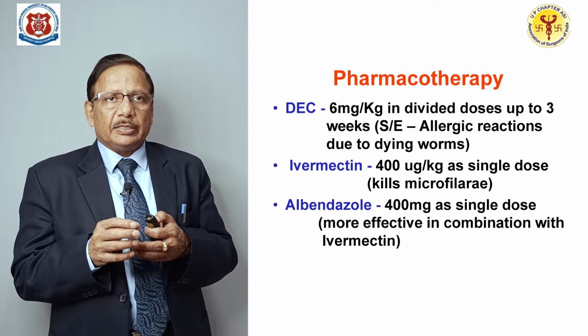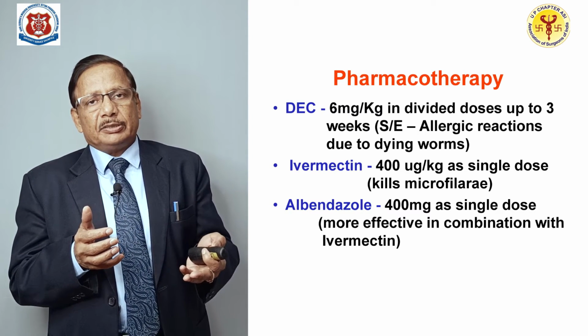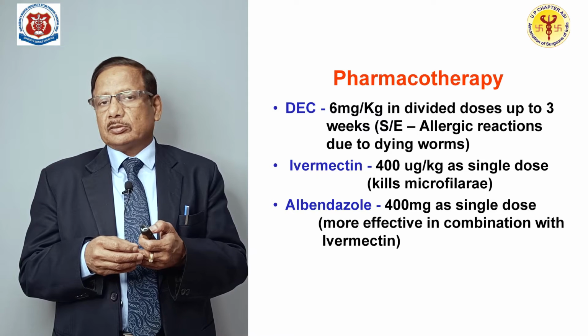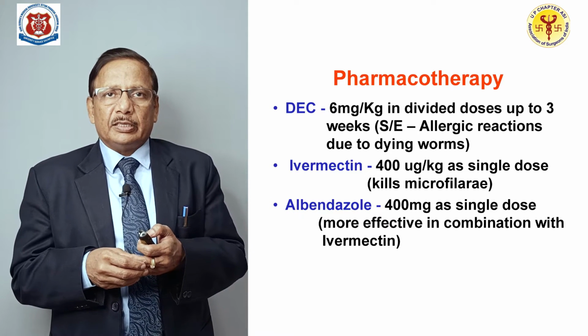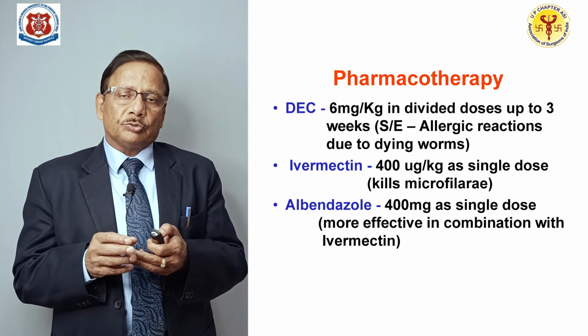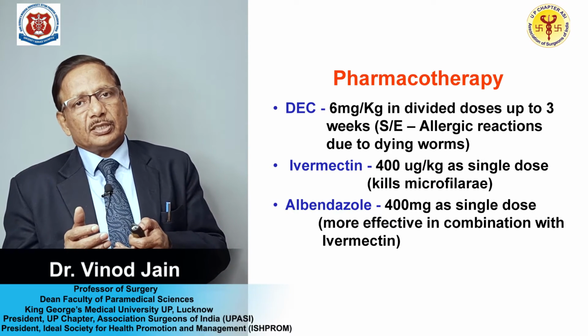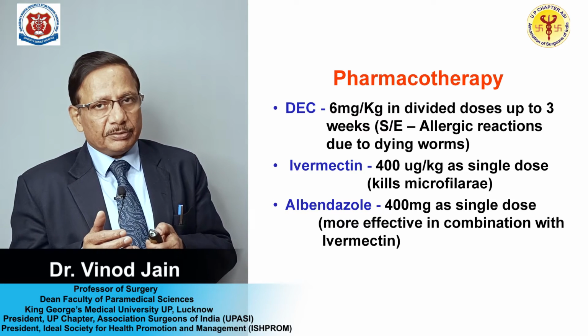Then albendazole, again it is an anti-helminthic drug. It is very effective in filariasis. As a single dose of 400 mg for the adult, it is to be used, and it can be used in combination also, because it is more effective if this drug is used in combination with ivermectin.